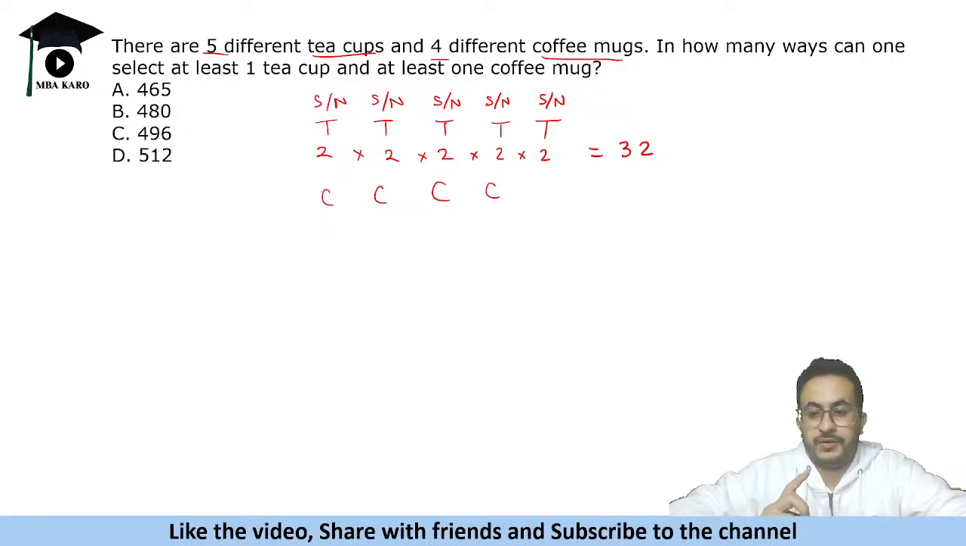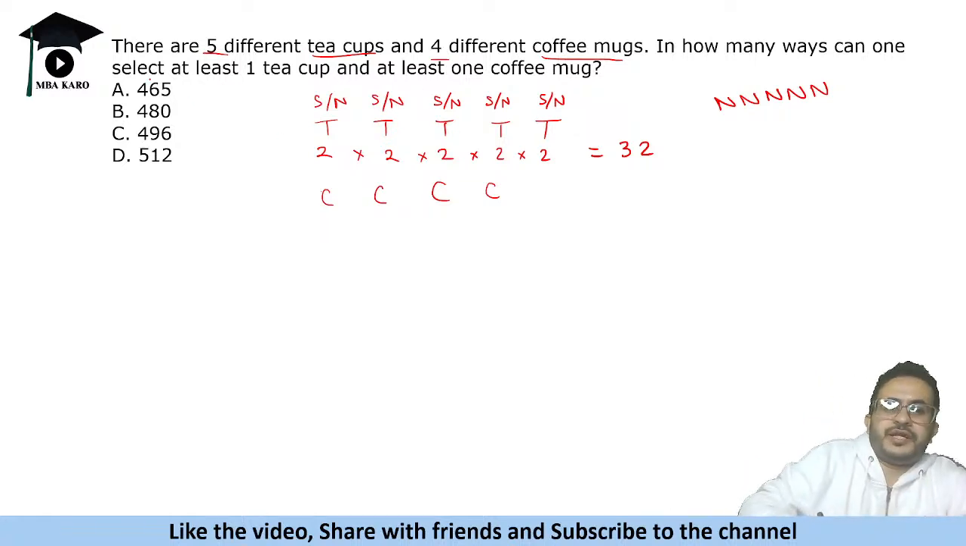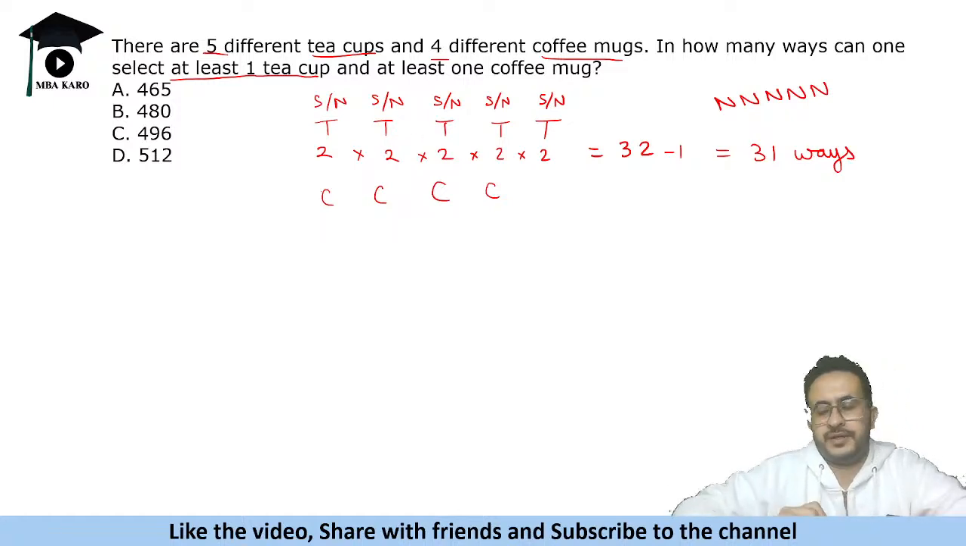Okay. Now in 32 cases, one of the cases is that all of them are not selected. एक केस ये बन जाएगा, all of them are not selected. What we have to do, we have to select at least one teacup. So at least one means all possible ways minus no cup is selected. So that means we will get 31 ways of selecting at least one teacup.